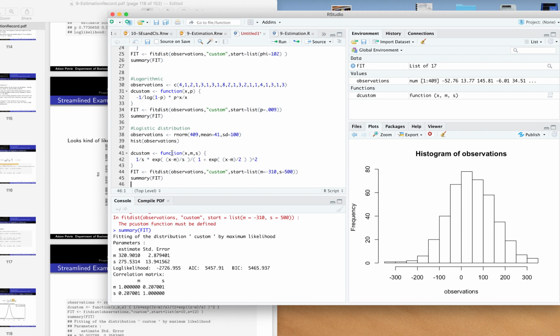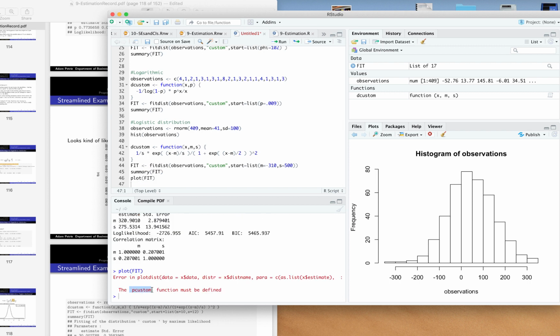So how good a fit is it? Well, unfortunately, since I haven't defined the p and the q functions, I can't do qqcomp. I can't plot the fit. Notice when I try to do that, it says, no, I can't do that. I need that pcustom function. That's why that warning was there.